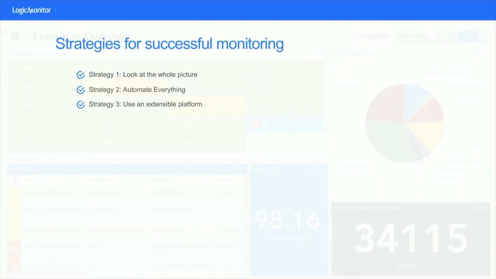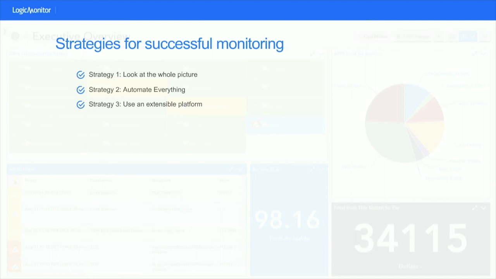So that really rounds up what I wanted to present today, so I'll just quickly restate the three strategies that I covered. So number one, looking at the whole picture, so making sure that you're monitoring not just resource performance across wherever your resources may be, whether in the cloud or on premises, but also looking at the availability of the cloud services you rely on and the ROI for your cloud investment.